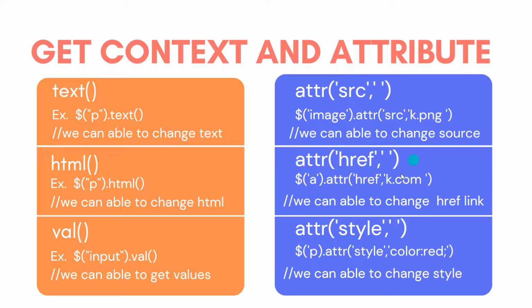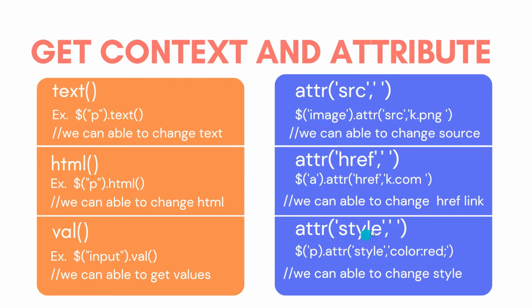Whenever I use href, it is going to change the link of a specific element of the HTML. For example, if I select that a and I just add the attribute href and k.com, then it is going to change that specific href link to k.com. And this is how we go with href.